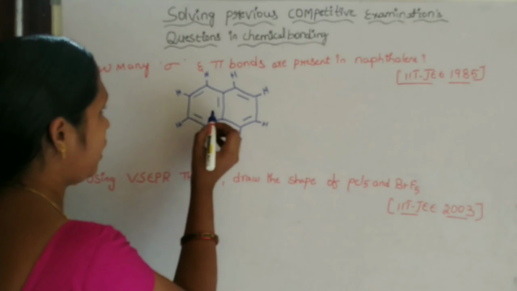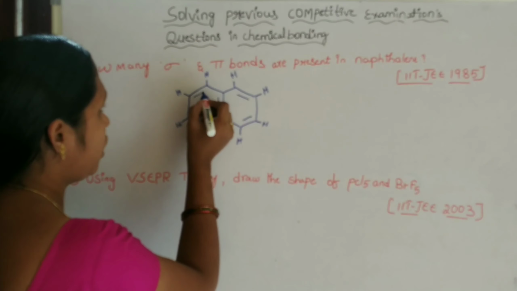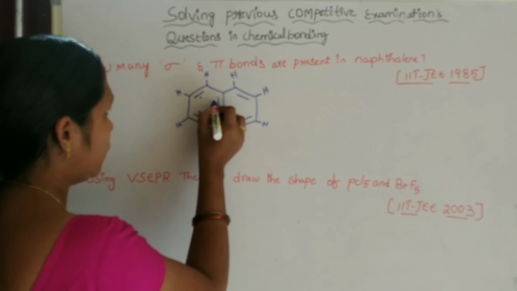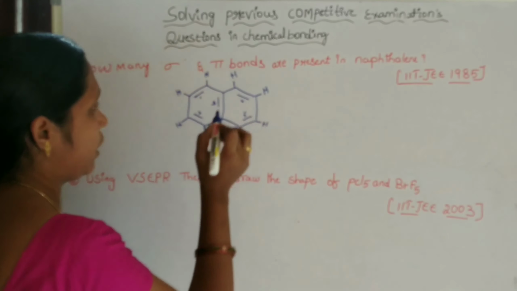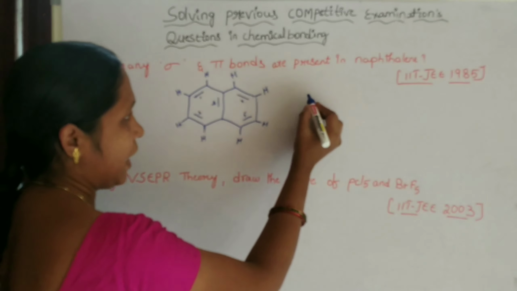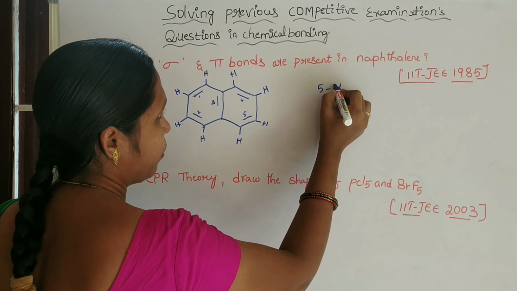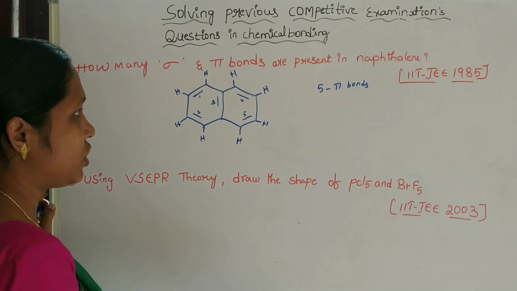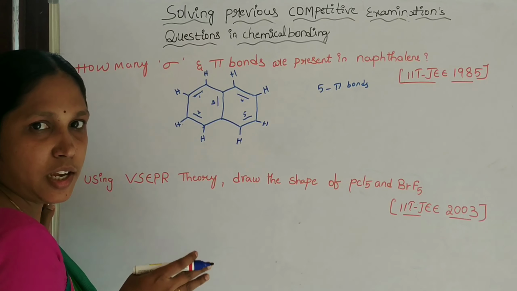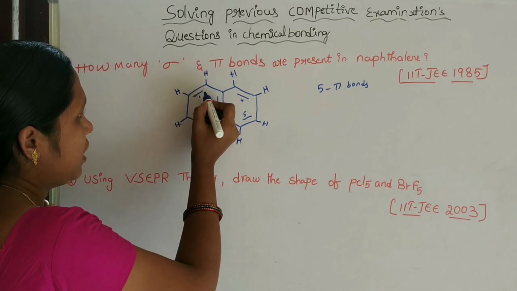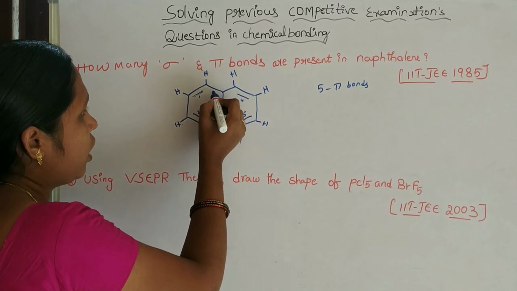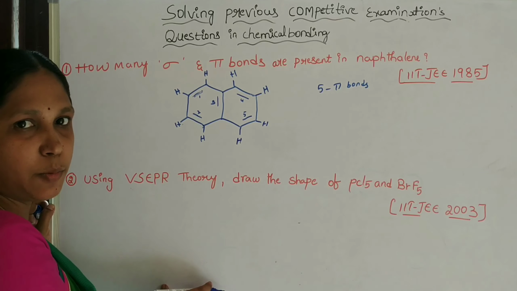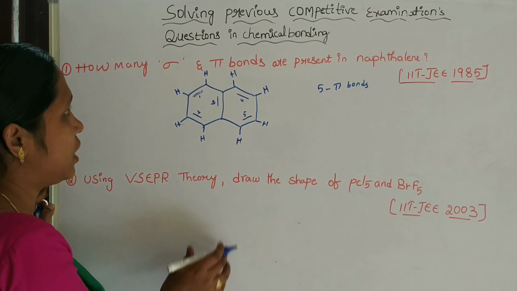Okay, according to the structure we know the pi bonds are 1, 2, 3, 4 and 5. The naphthalene molecule has 5 pi bonds. Each carbon has valency 4, which means each carbon has 1 pi bond and the remaining 3 are sigma bonds.